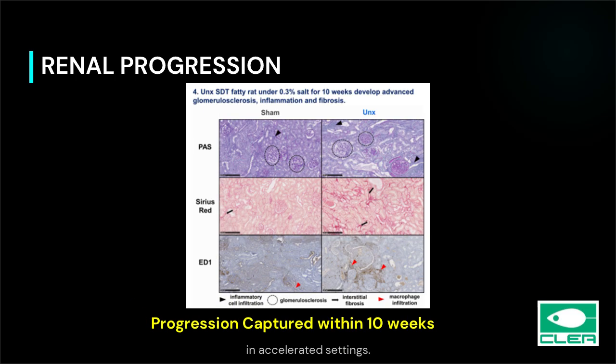From there, renal changes emerge. You can observe early hyperfiltration, followed by albuminuria, inflammation, and fibrosis, and eventually a decline in renal function. And, depending on the study design, this progression can be captured within a relatively short time frame, for example, within around 10 weeks in accelerated settings.